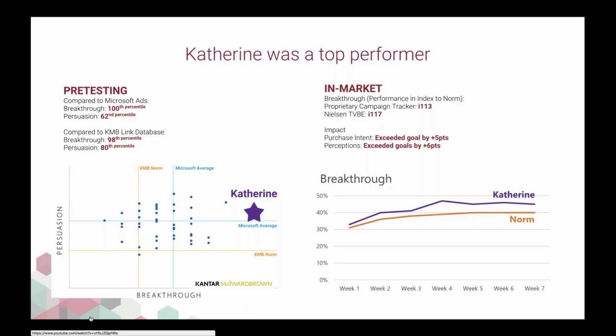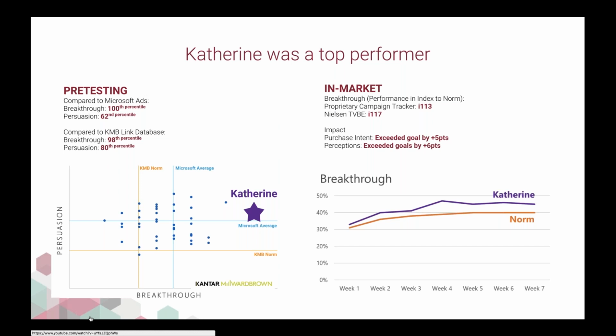Obviously, Microsoft pre-tests all their ads before they go in market. They do that through Millward Brown, and in comparison to the standard Microsoft ads, this was in the 100th percentile for breakthrough, and the 98th percentile compared to the full Millward Brown Link database. So a huge increase in breakthrough, and it also performed extremely well from a persuasion perspective.